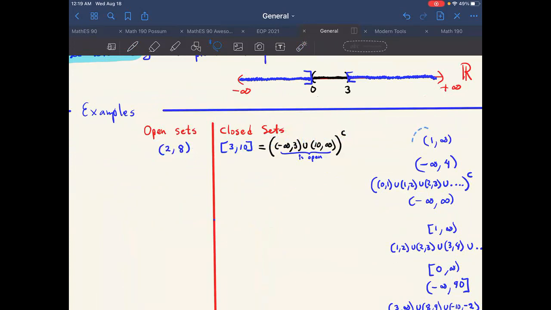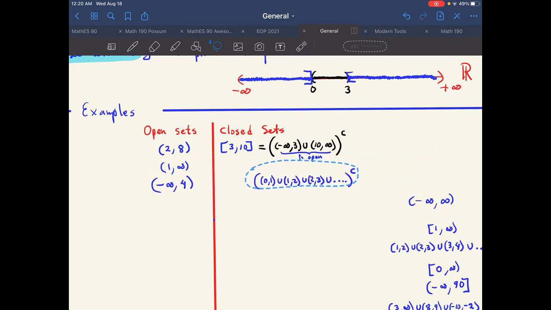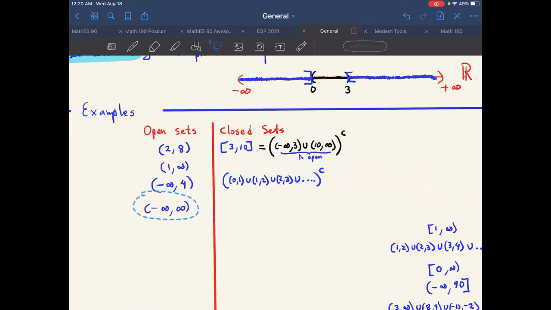Open or closed? That's an open set because it's a union of open intervals. How many? Only one. What about this? This is the complement of an open set. Therefore, that's closed. Why? Because it's the complement of an open set. All right, what about this one? That's an open set because it's a union of open intervals, and that is indeed an open interval.